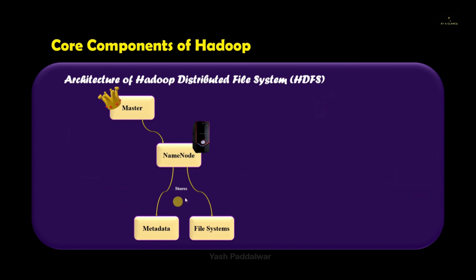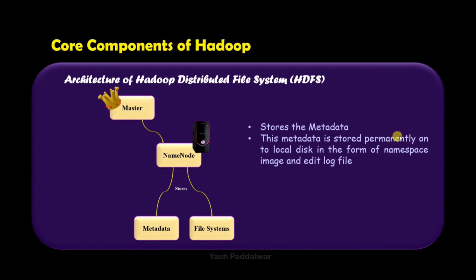First we will see the master part, which is the name node. The name node stores 2 things. First is the metadata, which is nothing but data about the data. Now the information in the metadata is permanently stored on a local disk, and this metadata can also include the edit log files, that means the information that is tracked at each timestamp, and the image of the entire file system.